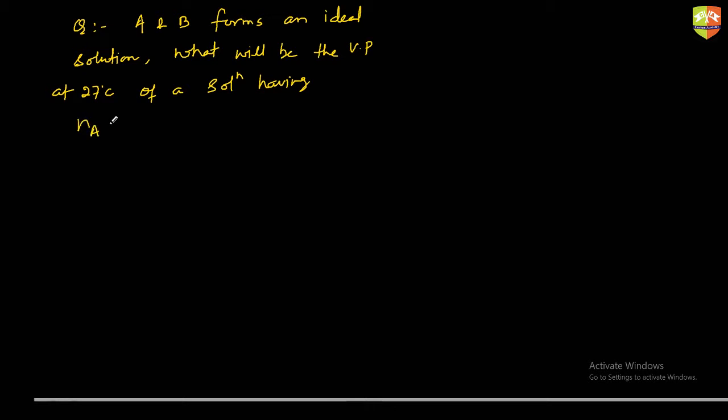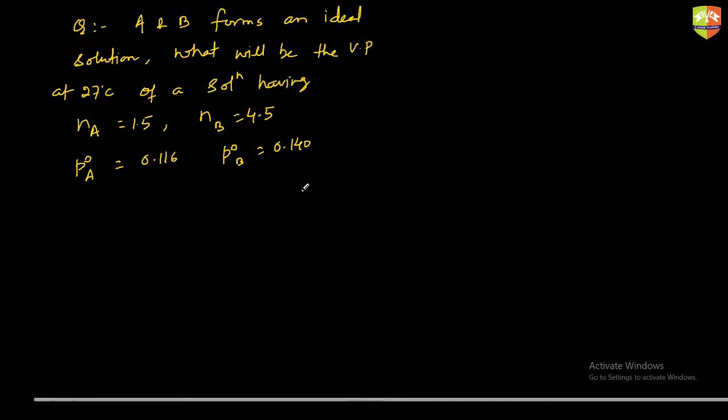Number of moles of A is given 1.5 and number of moles of B is given 4.5. Vapor pressure you need to find out. P naught A is given 0.116 and P naught B is 0.140 respectively. Oh sorry, A and B it's given already. Done. What is the answer?